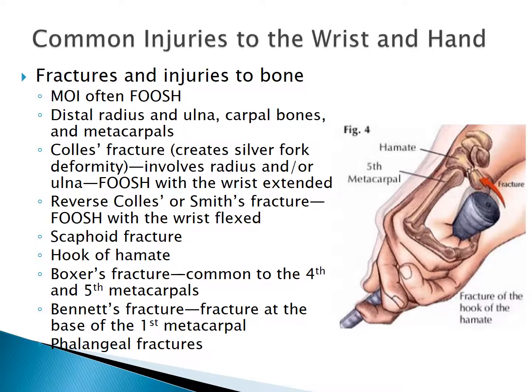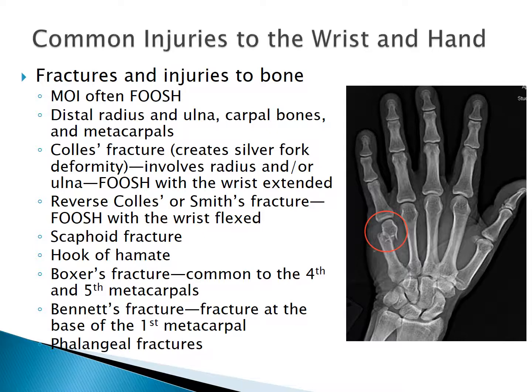Referral for a radiograph is necessary if the clinician suspects a fracture. Fractures can occur to other bones of the hand, more specifically the metacarpals. A boxer's fracture occurs from a direct blow with a closed fist. This fracture is most common to the fourth or fifth metacarpal.